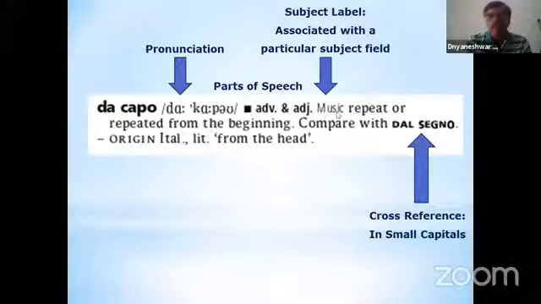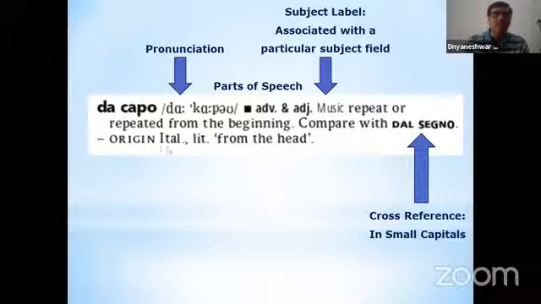Then if you look at the third label, which is music, so it's a subject label, and we come to know that this particular word is associated with the field of music. If we move on, we come to know a cross reference. We can see that there is a reference called compare with dal segno. So it's a cross reference which is given in small capitals. Now, this reference is mainly so that we come to know more about the field of music. So if someone is interested in music, they can have cross references as well.